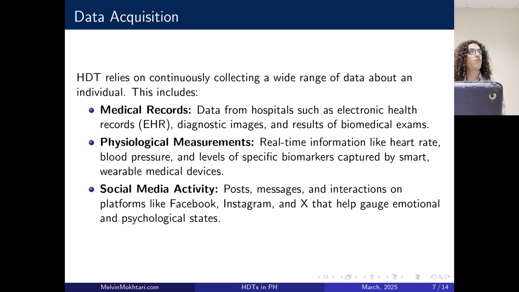We also use some kind of social media. We call it soft sensors as well in this context. So we analyze posts to get insights into emotion and psychological states from those sources.